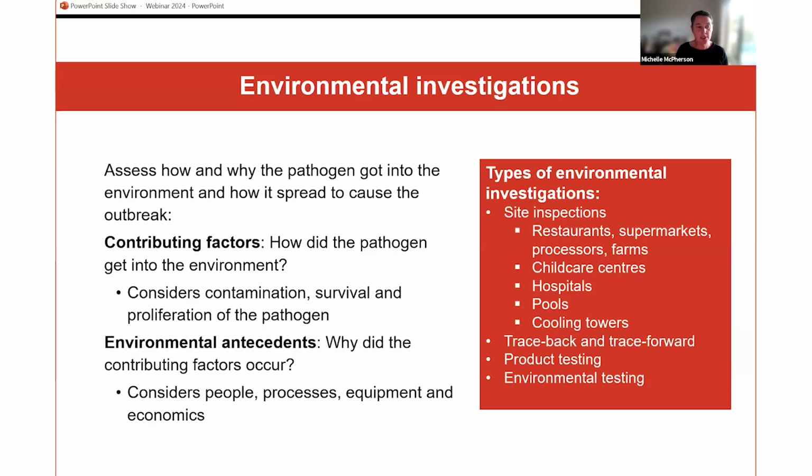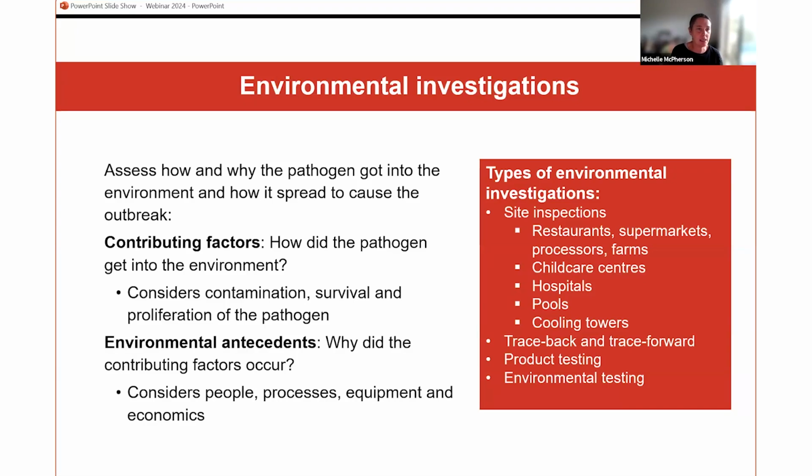The other component is looking at environmental antecedents. So why did the contributing factors occur? And I often think about this as the human components. So we look at people, processes, equipment, and economics. Were people trained in appropriate food safety measures? Was the proper hygiene done? Were they cutting corners because they were trying to save money?